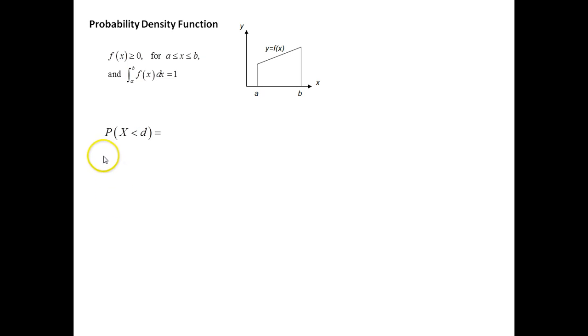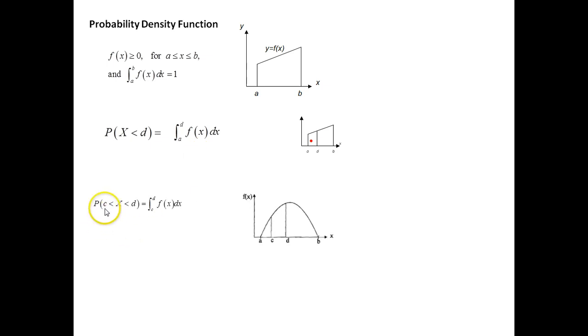If we wanted to work out the probability of x is less than the point D, which is within A and B, then we need to work out the area less than D but higher than A. So the area between A and D for the function f.